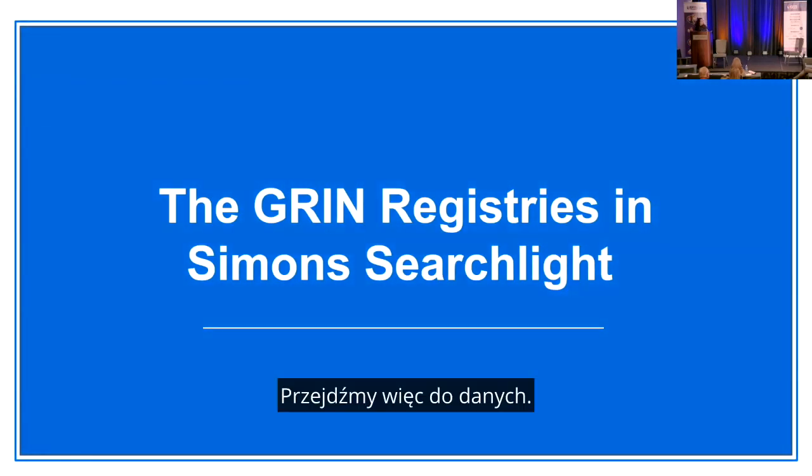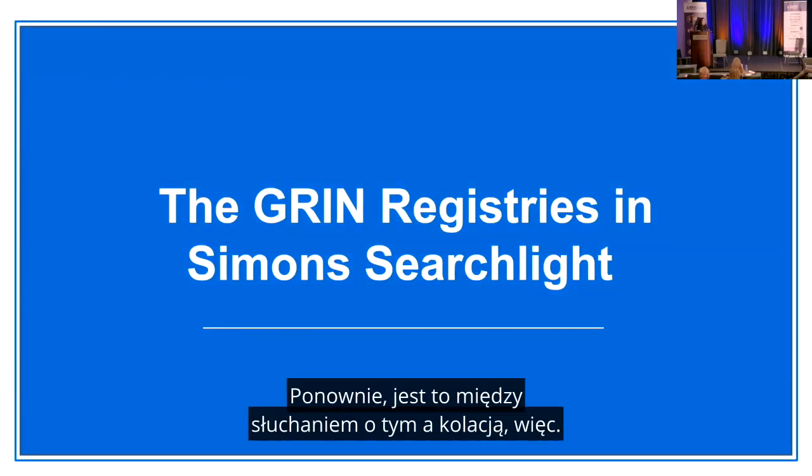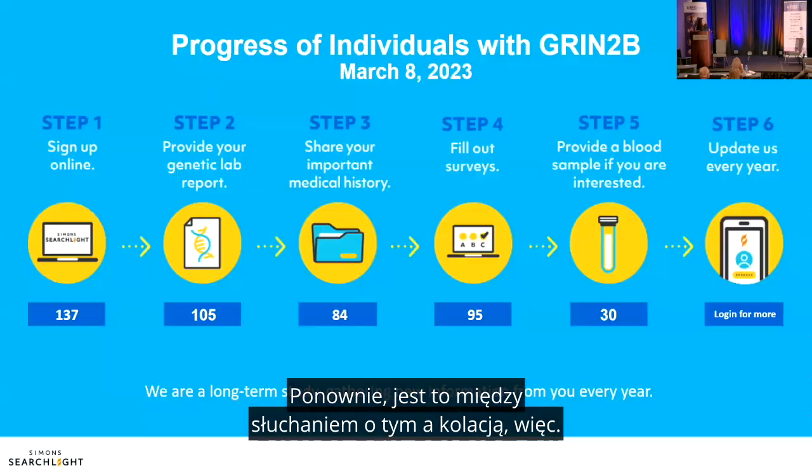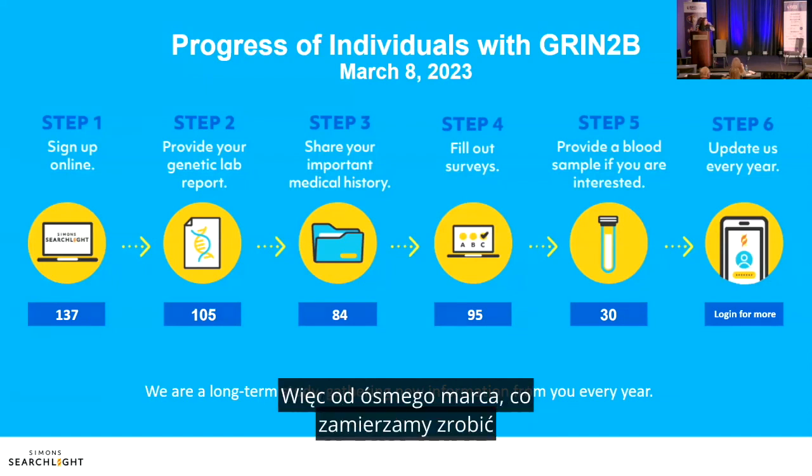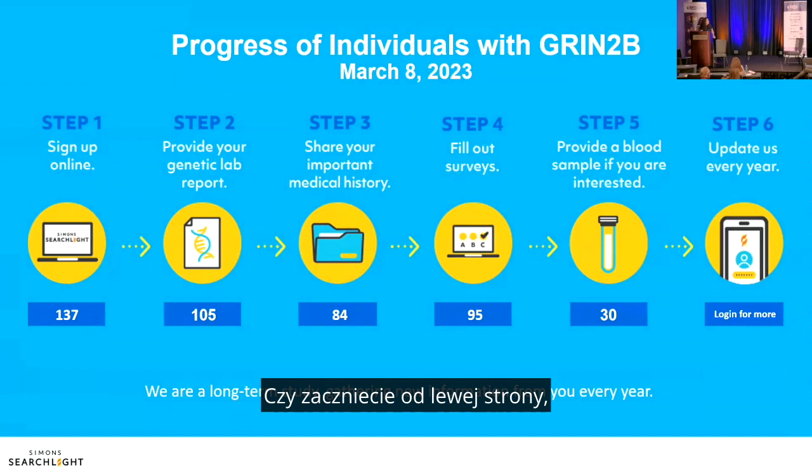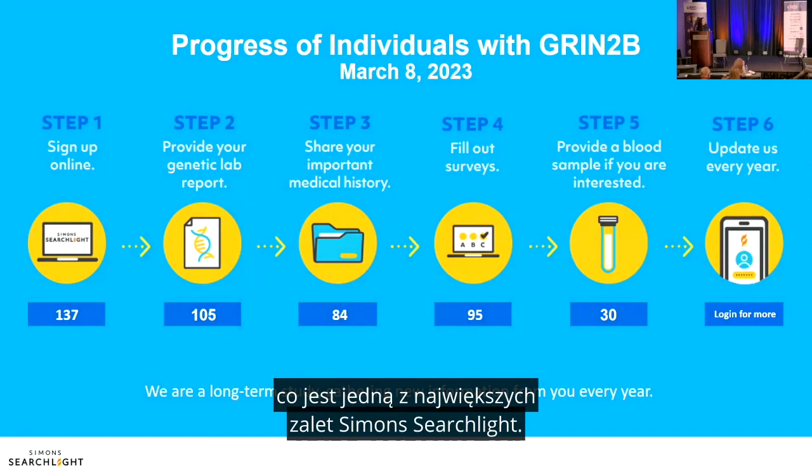So let's get down to the data. Again, this is between hearing about this and dinner. So we're going to go with GRIN2B first, because this is where the majority of the data that we have so far is. As of March 8th, you're going to start on the left here. Step one is you sign up online. Isn't that easy? You don't even have to go anywhere, which is one of the great strengths of Simons Searchlight. You provide your genetic lab report.